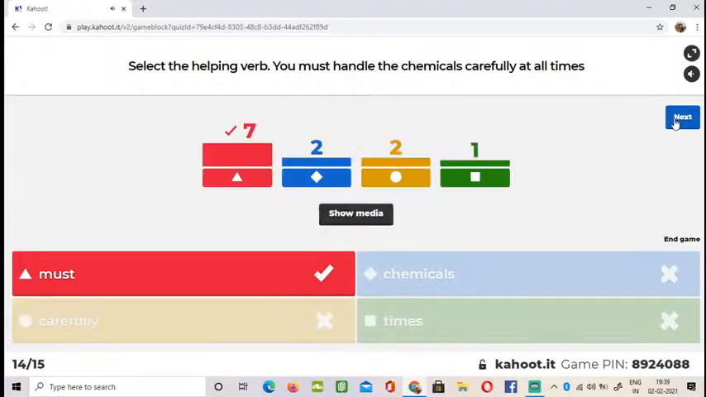Okay, I've got 7 correct answers. That's very good, and only 5 of you are wrong. That's no problem. You can try in the other question. The helping verb is must. You must handle. Handle is the main verb, and must is helping the main verb. Must means something compulsory. You should compulsorily handle the chemicals. So must is the helping verb here. So now let's see the last question for this session.